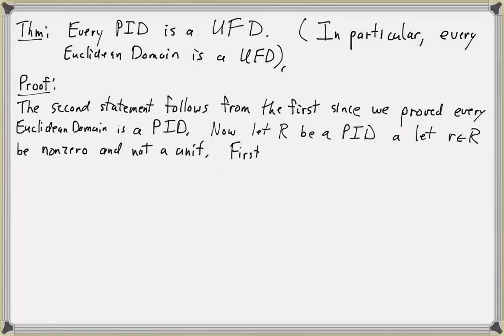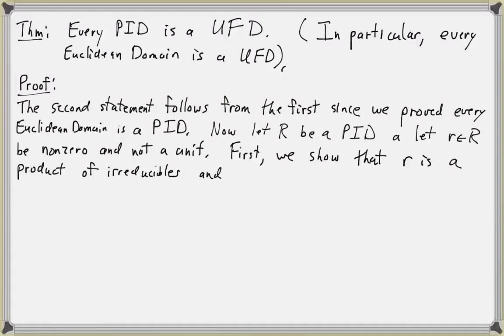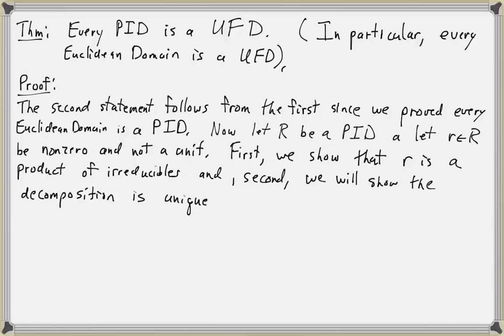So first, we show that r is a product of irreducibles, and second, we will show that the decomposition is unique up to associates.